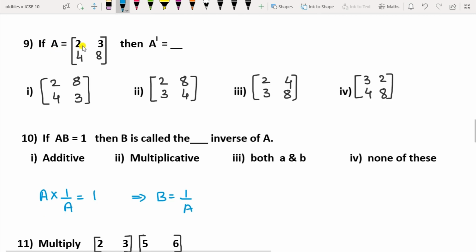If A is 2, 3, 4, 8, then what is A dash? In some books it may be written as A T or A dash. It is one and the same thing, you have to write the transpose. So what is the transpose of A in this case? To write the transpose you have to convert the rows to columns. So it will be 2, 4, 3 and 8. That will be the correct answer. So option 3 is the correct choice.